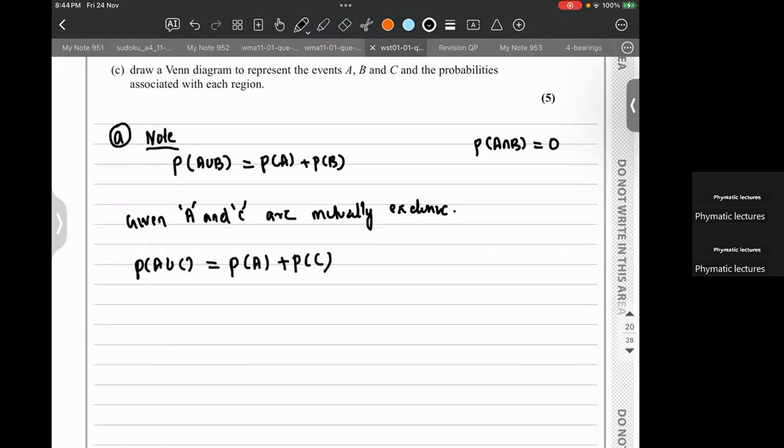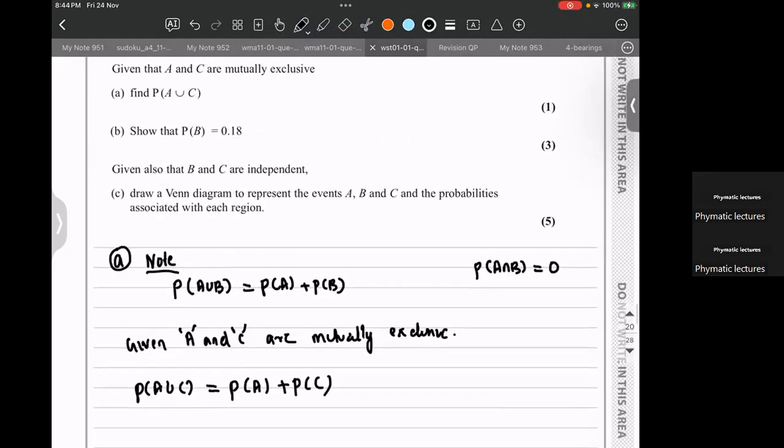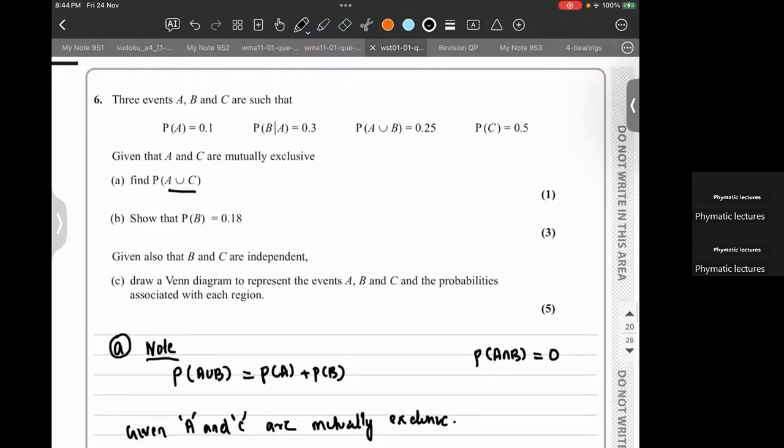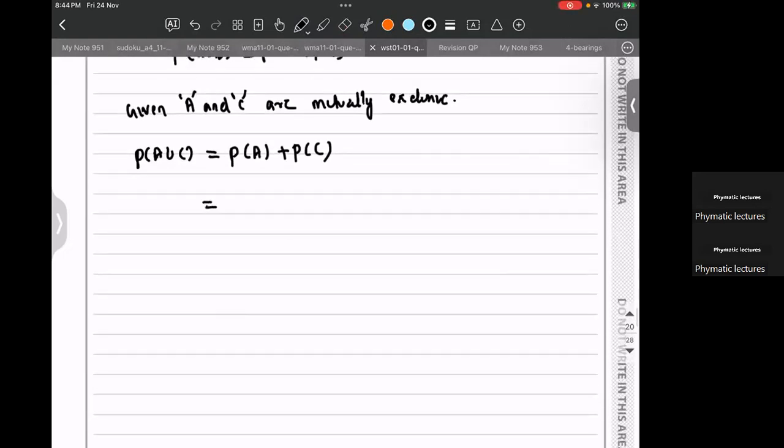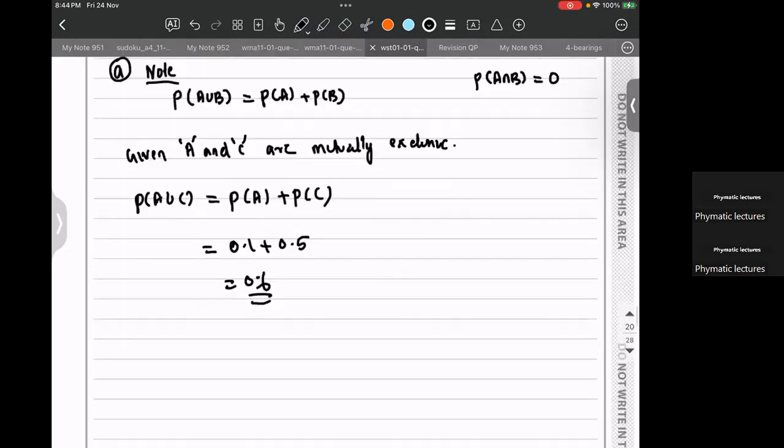Therefore, probability of A union C means it is what? Probability of A plus probability of C. So what is probability of A union C? Because probability of A is given and probability of C is also given. So substitute it. 0.1 plus 0.5. So answer is 0.6. So answer for this question, we got it as 0.6.